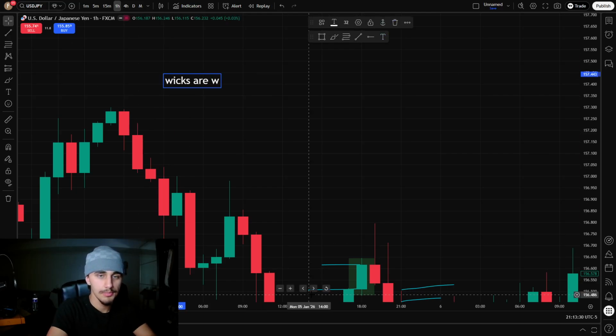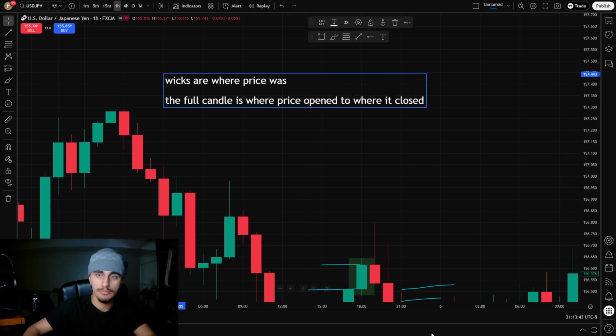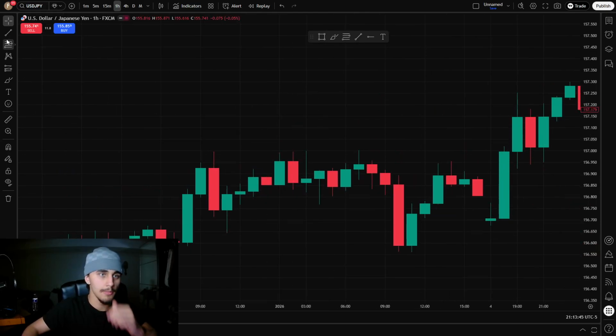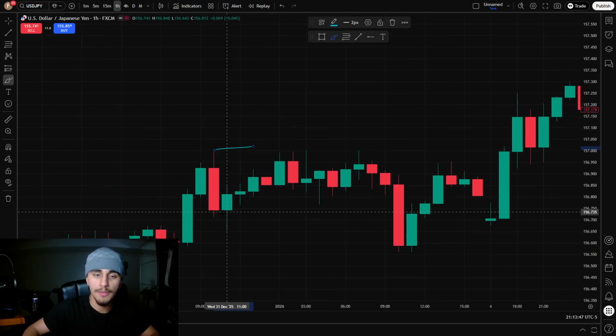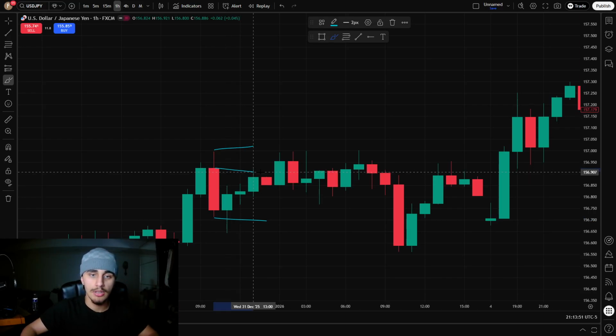Wicks. Again, I'm going to say this one more time. Right here, this is the high of the price. This is the low of the price. Regarding the wicks, this is where price opened. This is where price closed.